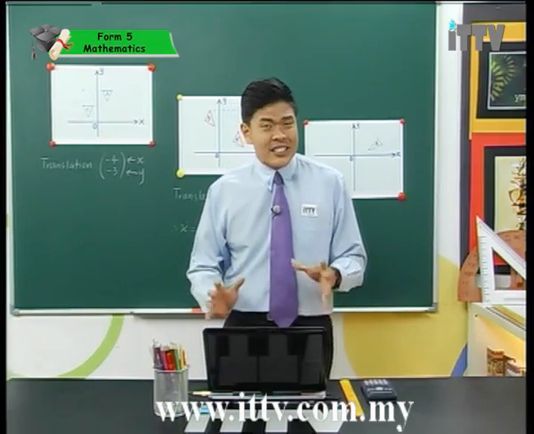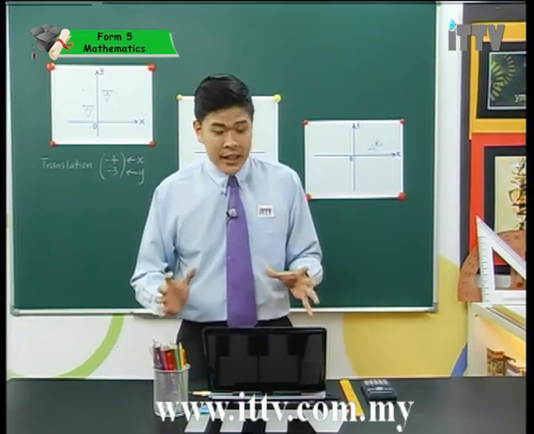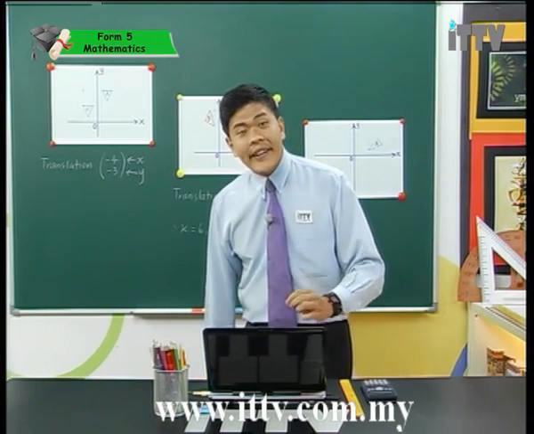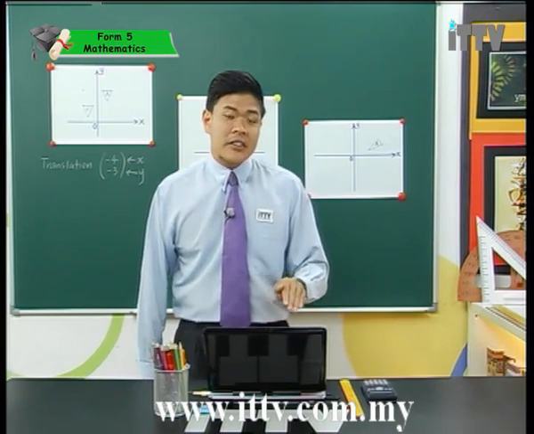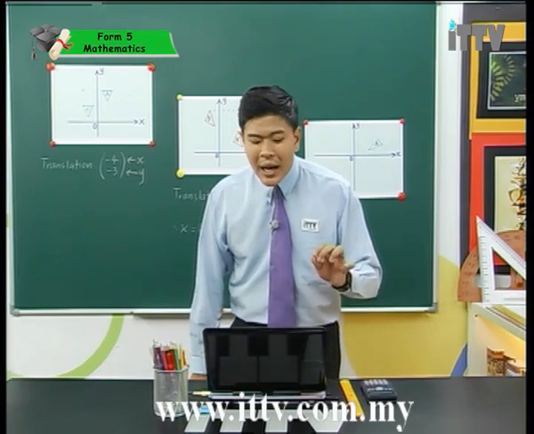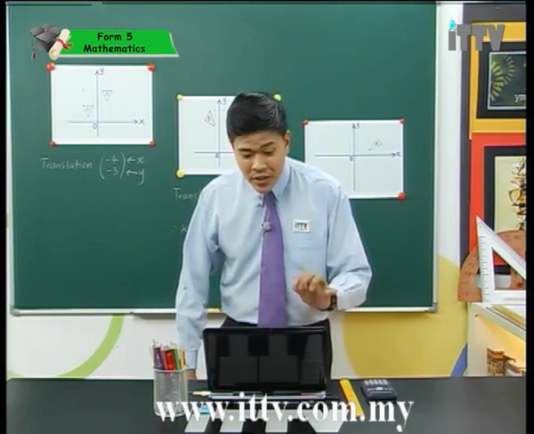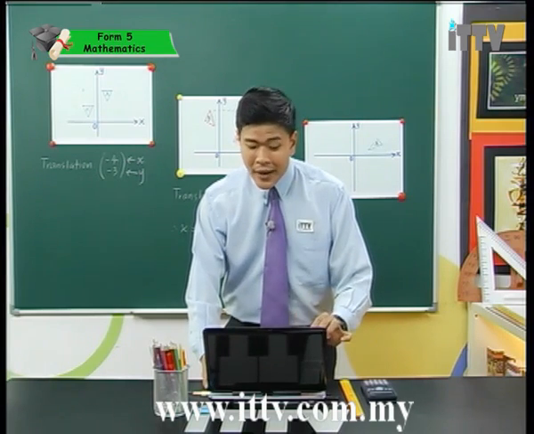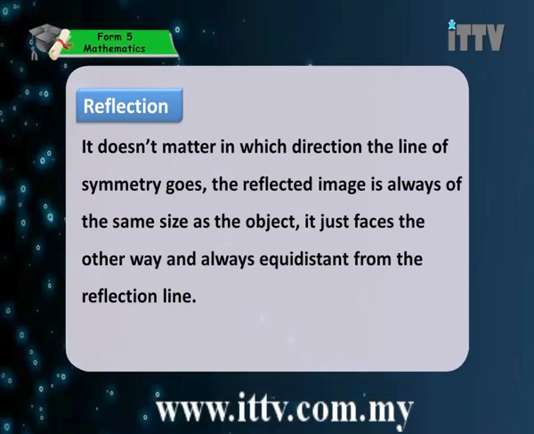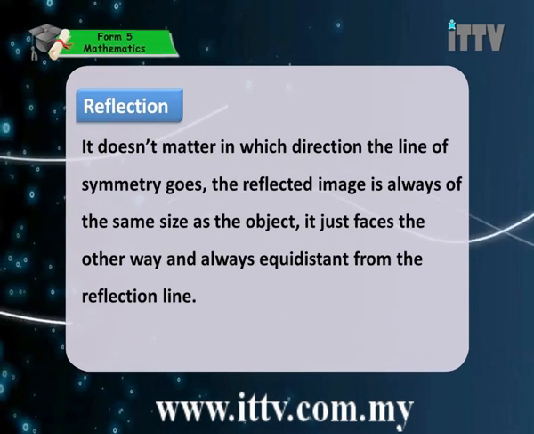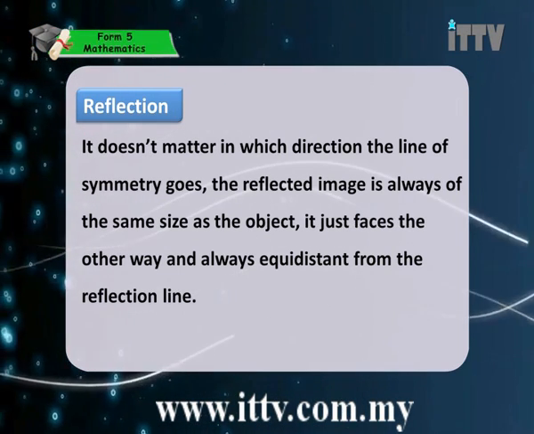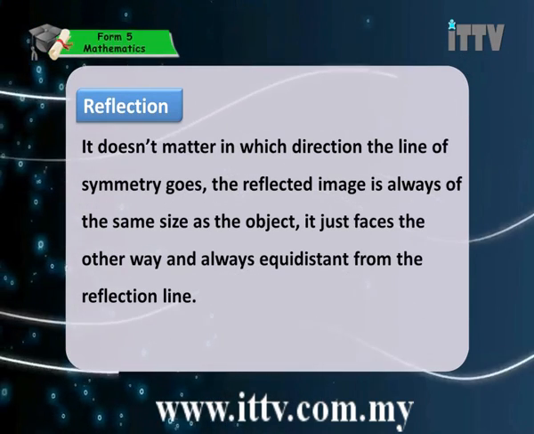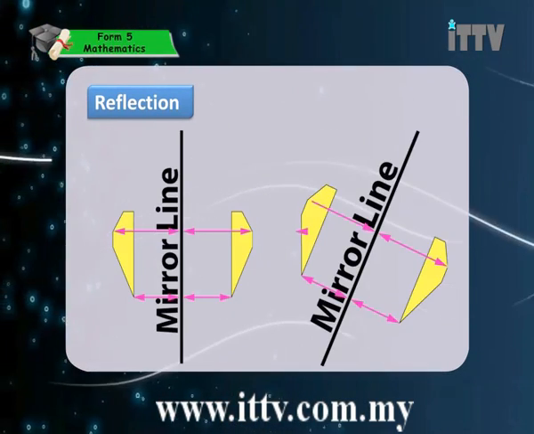Alright guys, take a look at this. These are some important terms that you guys must get used to. Alright, so when we have an object, when it is reflected, that line that causes the reflection to happen is called a mirror line. So this is an example of a reflection that can happen. Mirror line. So it doesn't matter in which direction the line of symmetry goes, the reflected image is always of the same size as the object, it just faces the other way and is always equidistant from the reflection line.